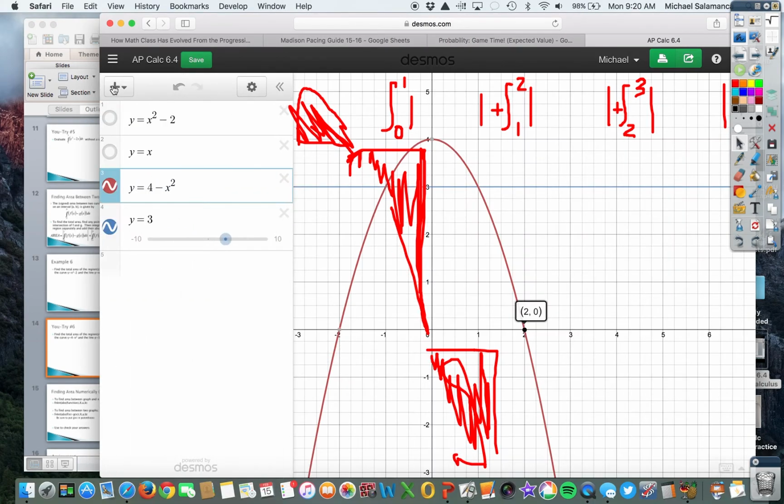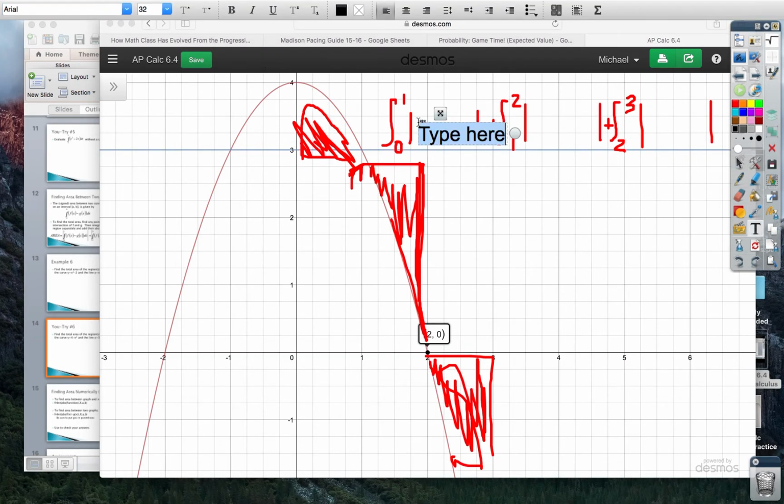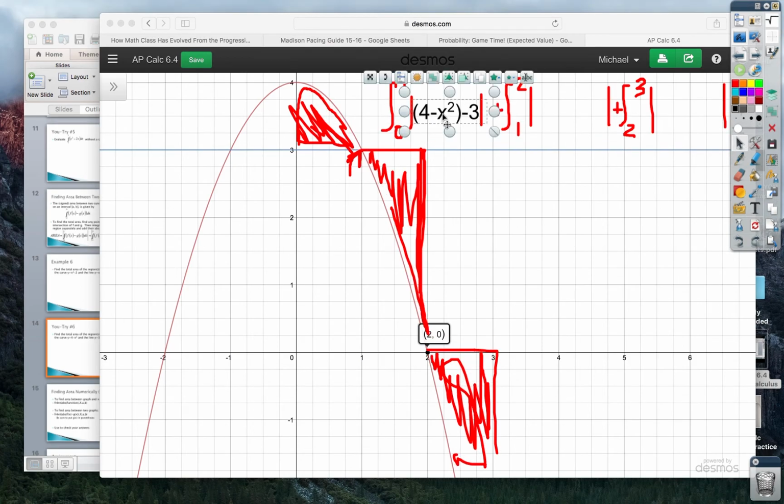We'll pull it back up. 4 minus x squared and then minus 3. So it's the first function, so let's type that in. 4 minus x squared minus 3. So that's the function we're integrating. So we're going to do it once, twice, and thrice.